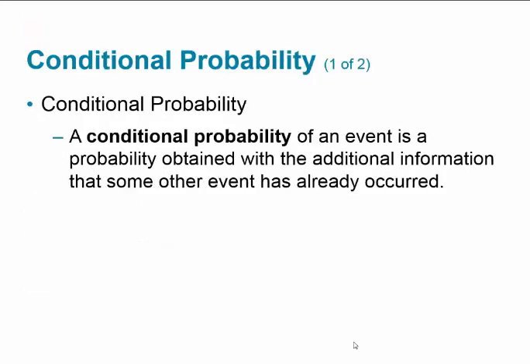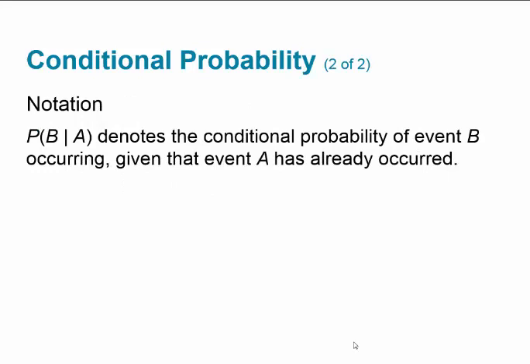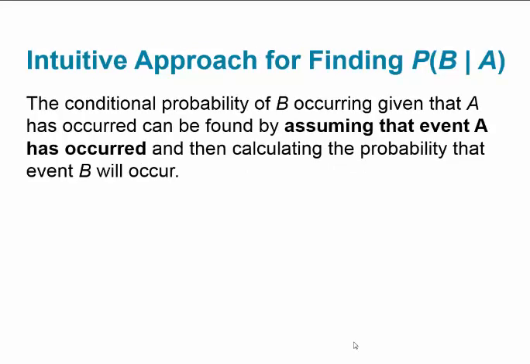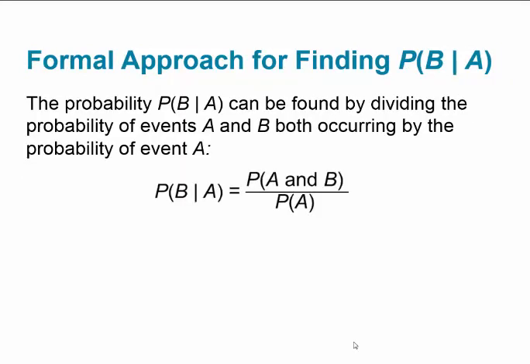The next thing is conditional probability. The conditional probability of an event is a probability obtained with the additional information that some other event has already occurred. The probability of B given A denotes the conditional probability of event B occurring given that an event A has already occurred. So the conditional probability of B occurring given that A has occurred can be found by assuming that event A has occurred and then calculating the probability that event B will occur. So the probability of B given A can be found by dividing the probability of events A and B both occurring by the probability of the event A.